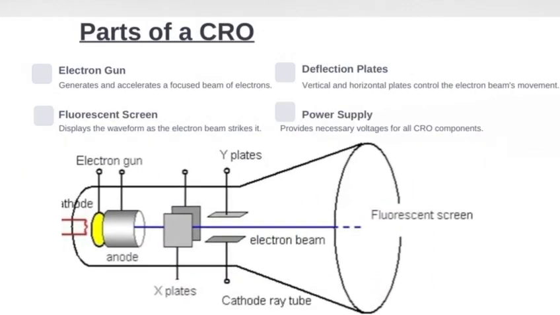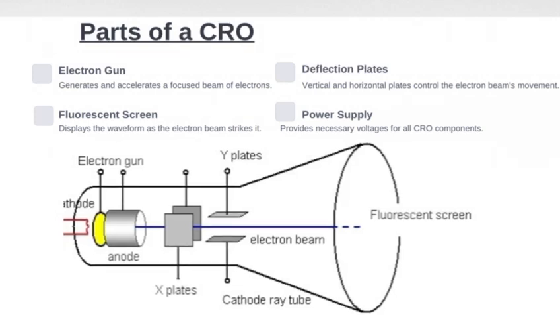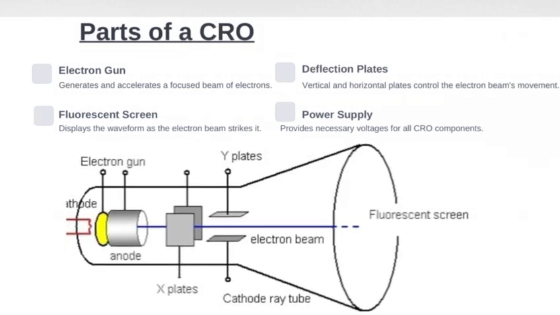The main parts of a CRO include the electron gun, deflection plates, fluorescent screen, and power supply. The electron gun is responsible for producing electrons. The cathode, when heated, emits electrons through a process called thermionic emission. These electrons are then accelerated and focused into a narrow beam by the anode.